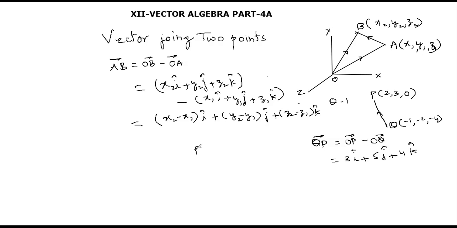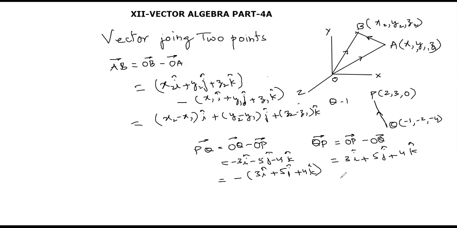But if they ask PQ, you have to find PQ. So PQ will be equal to OQ minus OP. Then -1 minus 2 becomes -3i, -2 minus 3 is -5j, and -4 minus 0 is -4k. You can see that if you take minus common, it is 3i plus 5j plus 4k. So this will always come with the negative sign because the direction is opposite. So I have told you that vector PQ is always equal to minus vector QP. Okay, got it? Like this, the question can be asked.